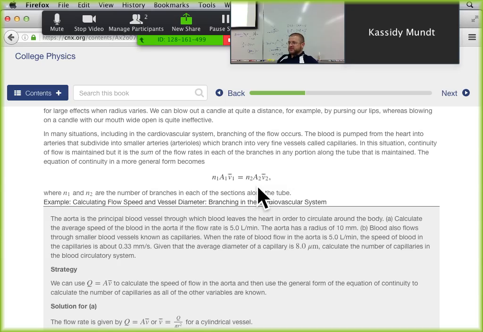And velocity 2 would be the velocity of blood in those capillaries. What's going to happen to the blood in your capillaries as you go from an artery to a capillary? Pressure decreases. We don't know anything about pressure from this. What do we know from this? What happens as you go from big to small?